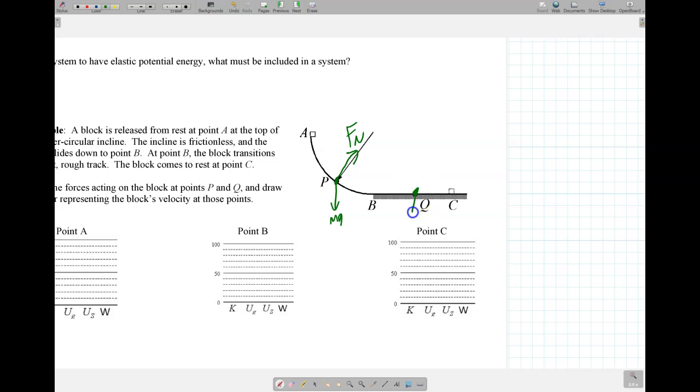Meanwhile, at point Q, we do care about friction. We have our weight force and normal force canceling each other out as we're on a horizontal surface. We are sliding to the right. Friction always opposes the direction of sliding.